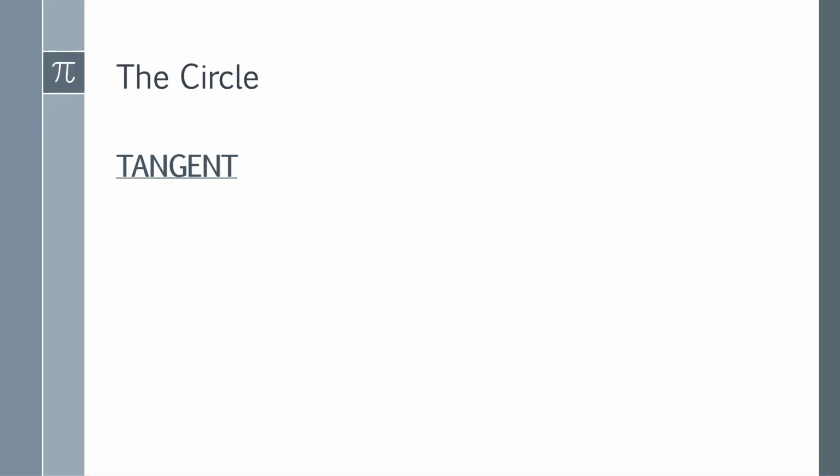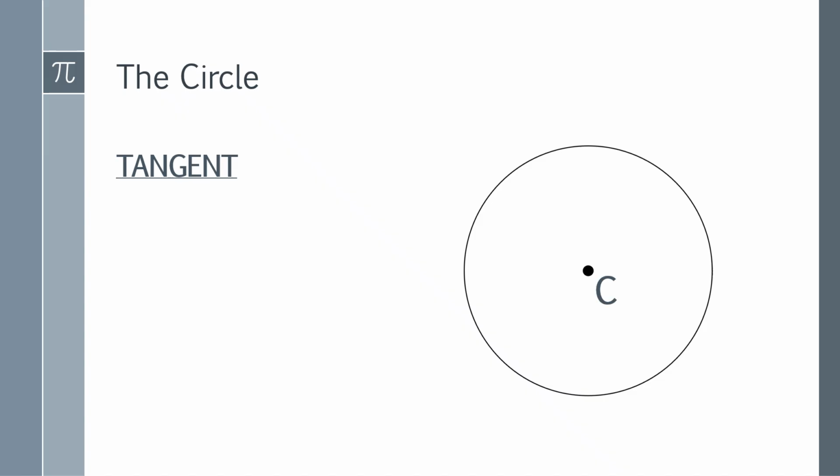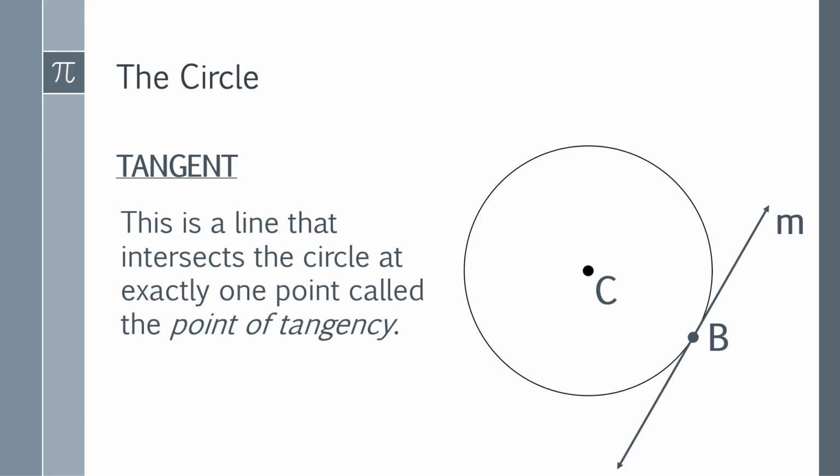Next, we have the tangent. Let's say this is another circle, with the same center C, and we have here a line outside the circle, naming this line M, and we have a point here which is point B. So line M is known as the tangent. What do you mean by tangent? Tangent is a line that intersects the circle at exactly one point, called the point of tangency. Remember that the point B there is known as the point of tangency.